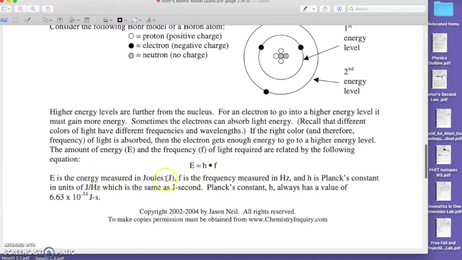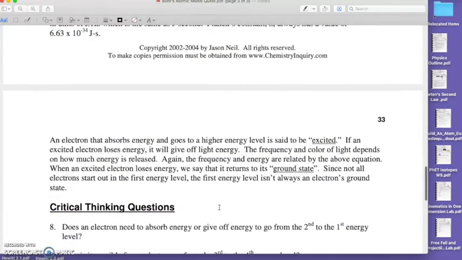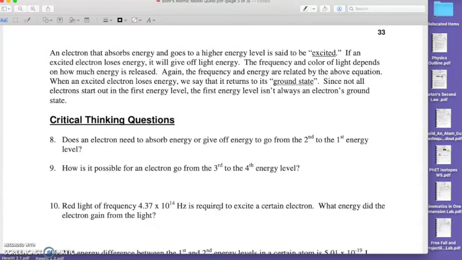E is energy in joules, F is frequency in hertz, and H is called Planck's constant. It's in the units of joules per hertz, which is the same as joule seconds. Planck's constant h always has this value, 6.63 times 10 to the negative 34, a really, really small number, but that always is going to be h. An electron that absorbs energy and goes to a higher energy level is said to be excited. If an excited electron loses energy, it will give off light energy. The frequency and color of light depends on how much energy is released. Again, the frequency and energy are related by the above equation.